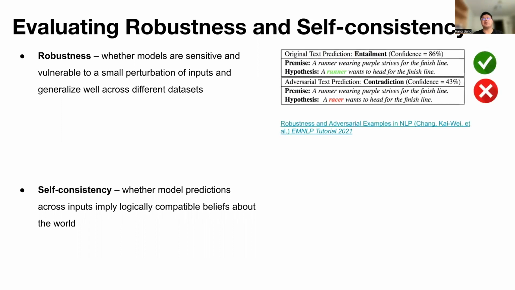I'm going to give you an example here. In this classic natural language inference task, we have a premise, a runner wearing purple stripes heads for the finish line, and we have a hypothesis, a runner wants to head for the finish line. If we change the word runner to racer, which shouldn't change the prediction of the model, however, it shows different prediction results for the natural language inference model, which is not wanted.